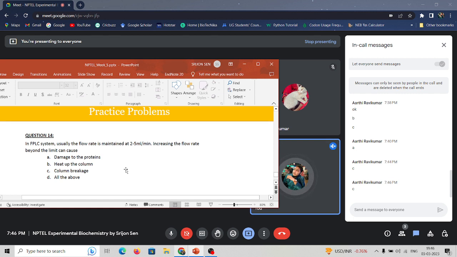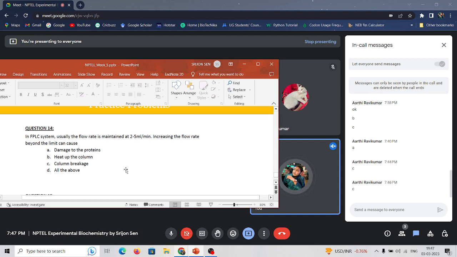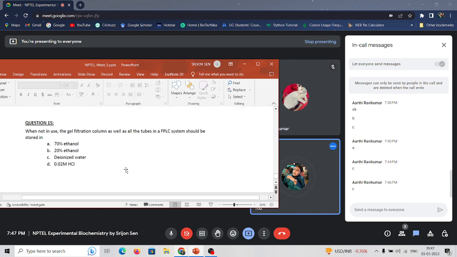So the FPLC columns can withstand a certain pressure generated by the flow rate of the buffer, that is your mobile phase. Now if you increase the flow rate beyond the limit which is given, due to high back pressure the column will also get damaged, and ultimately it will lead to column breakage and will hamper your entire process. That's why the flow rate has to be maintained within this limit.